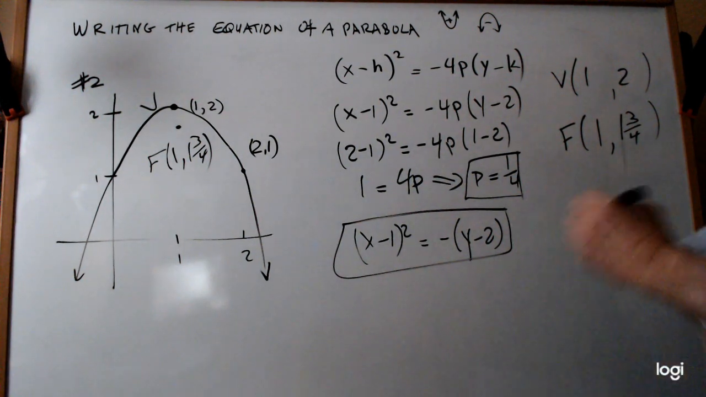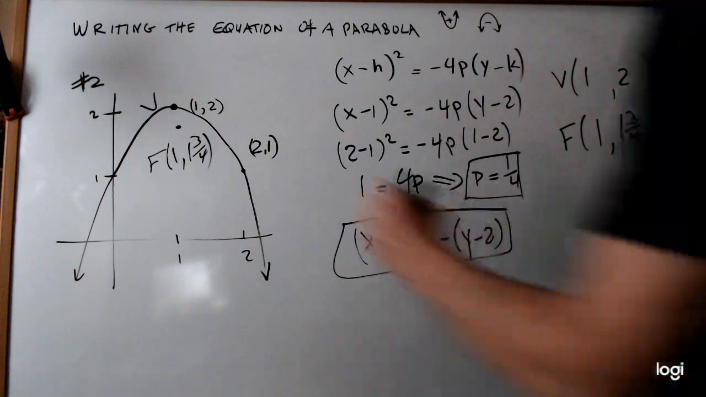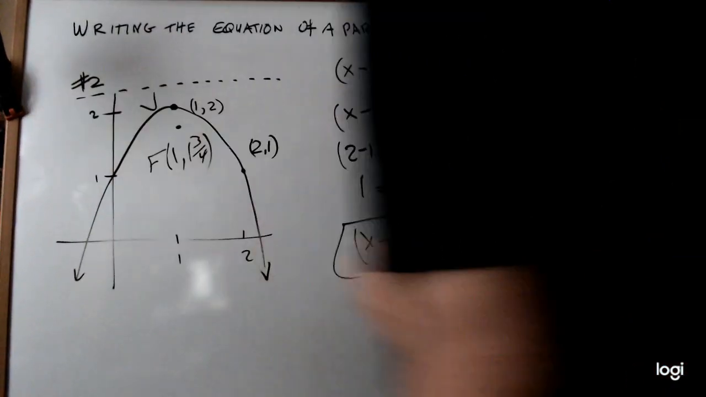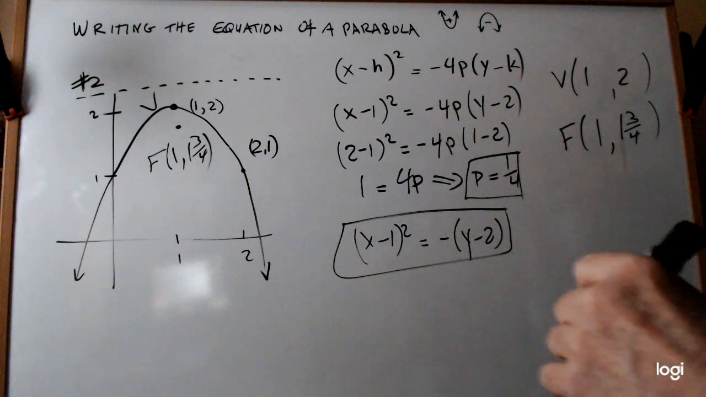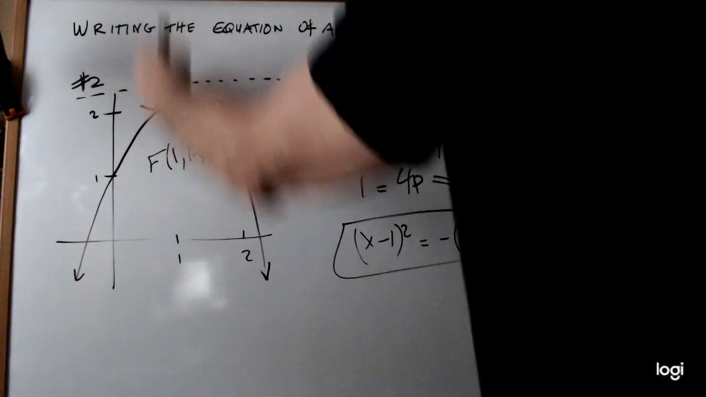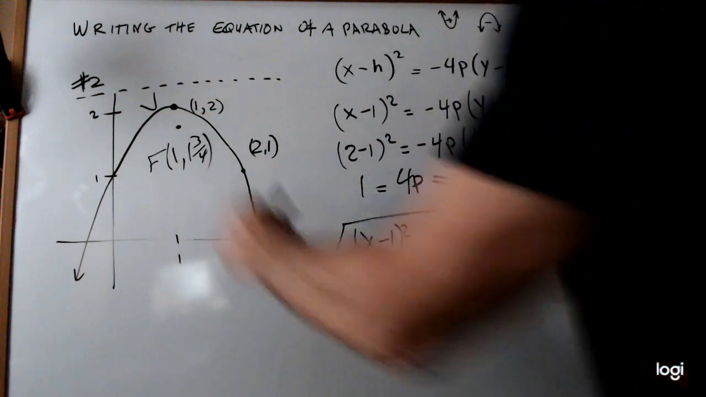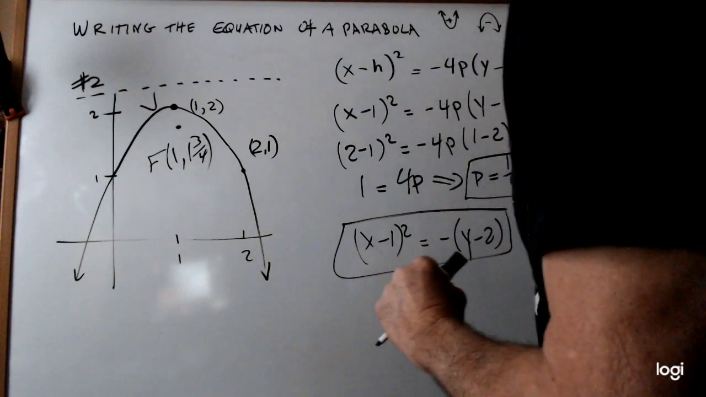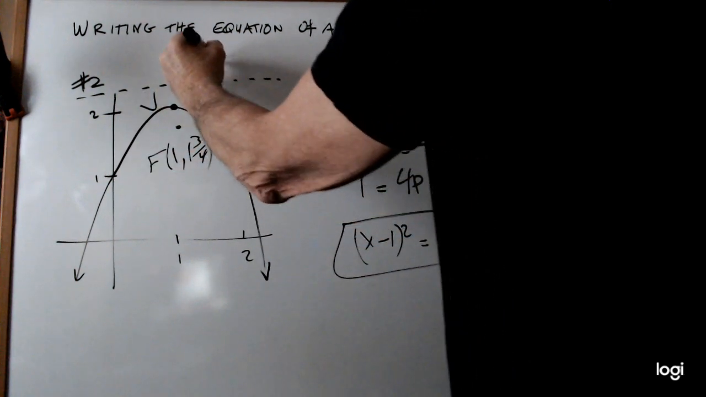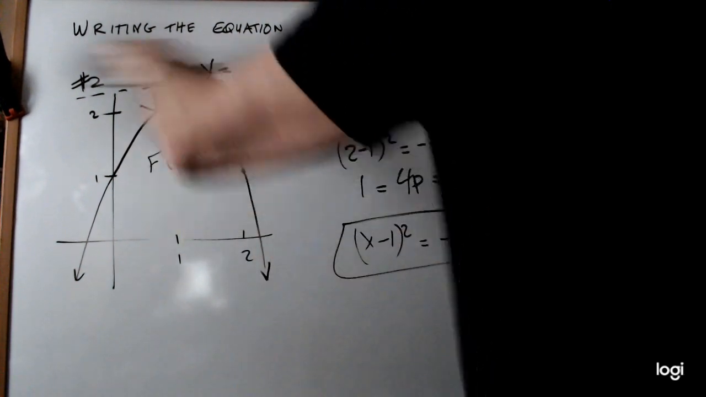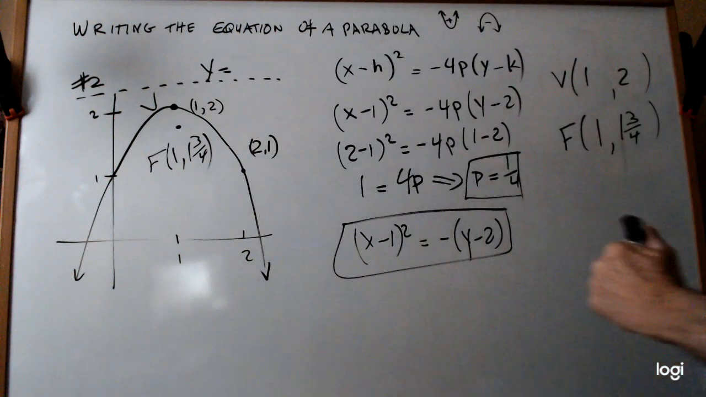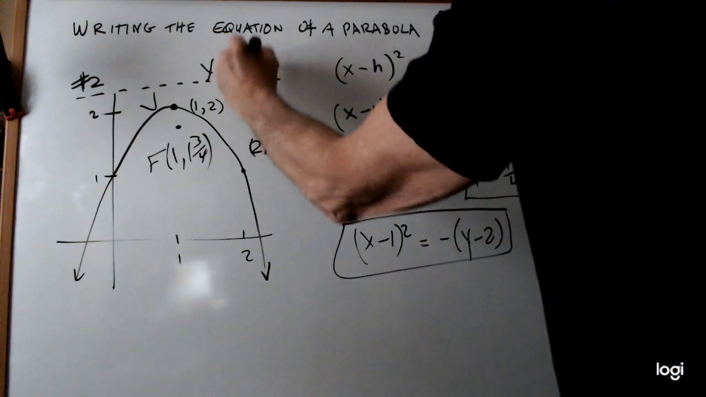And another thing would be the directrix. Now the directrix is a line outside the parabola, which is perpendicular to the axis of the parabola, and it's p units in the other direction. So, well, let's see. This is going to be the line y equals something because all the y values are the same. If it's going up 1/4, it'll be y equals 2 1/4.